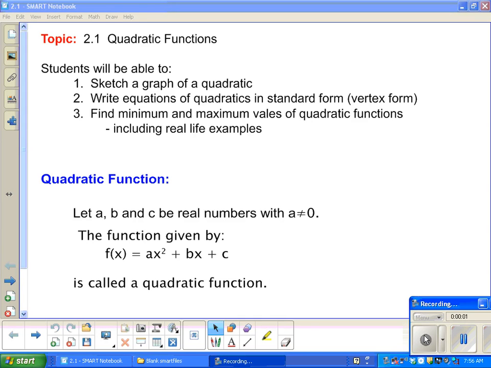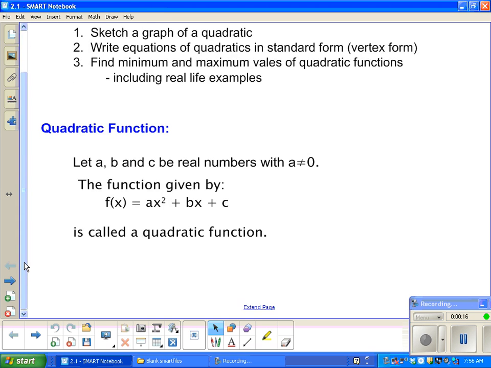Okay, today's topic comes from 2.1, quadratic functions. What we'll be doing is graphing, writing equations, and finding the minimum and maximum values of quadratic functions. First of all, what we've always seen in our Algebra 2 books is that the function is of this form, ax squared, so to the second power.